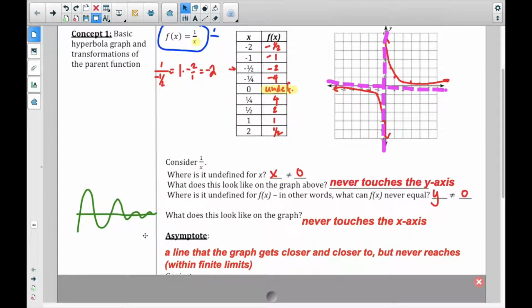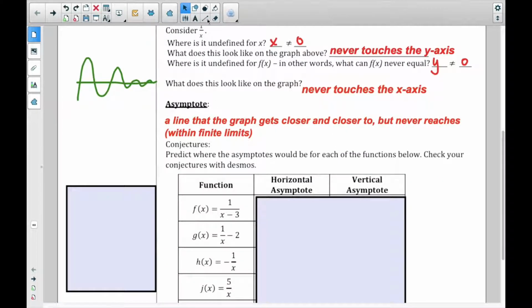Okay, so that's just to bring up with an asymptote. Sometimes the graph does touch it, but it doesn't stop there. It goes away and keeps getting closer and closer and closer. So that's why this definition says the line that the graph gets closer and closer to, but never reaches.